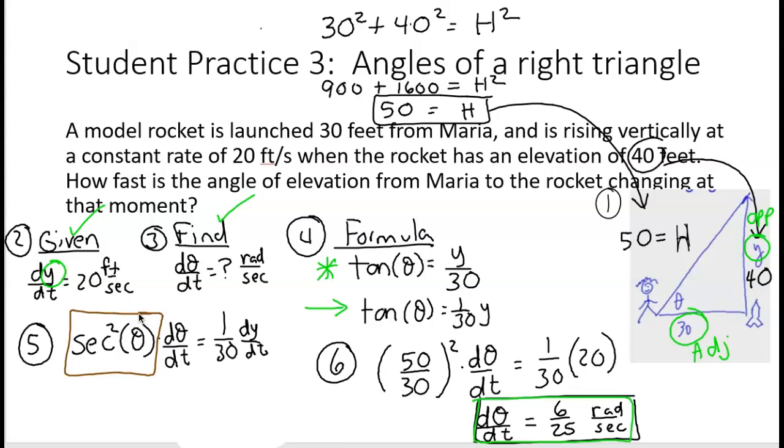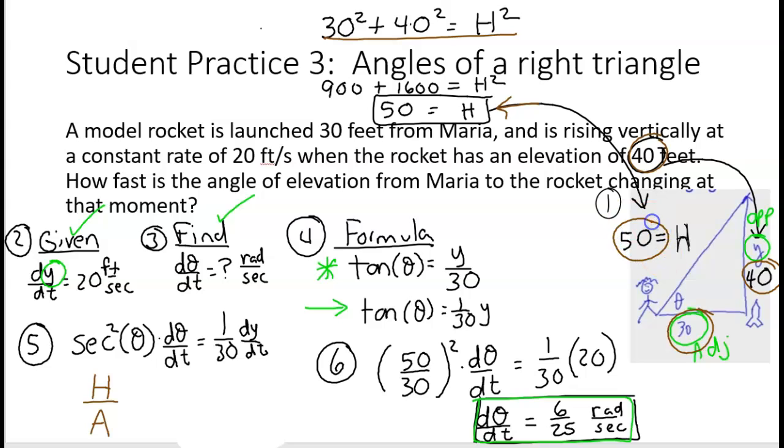Now, secant is the reciprocal of cosine, and cosine is adjacent over hypotenuse. So we need to know what our hypotenuse and what our adjacent is. They told us this is 30, and in the word problem they told us that this is 40 at the point in time that we're interested in. So if we use the Pythagorean theorem, you can find the hypotenuse. So the hypotenuse would be 50. So secant is h over a, which would be 50 over 30, hypotenuse over adjacent. If you go through and solve this equation now, you would end up getting 6/25.